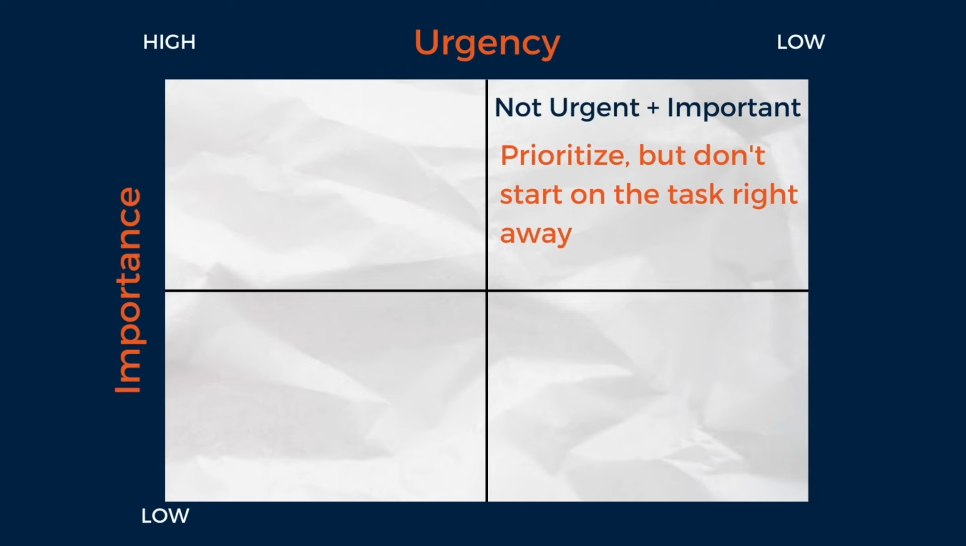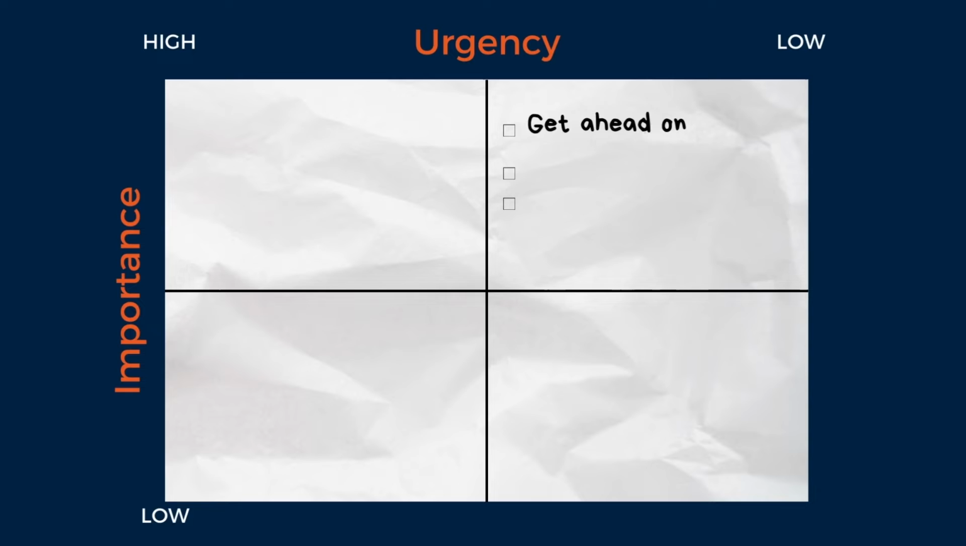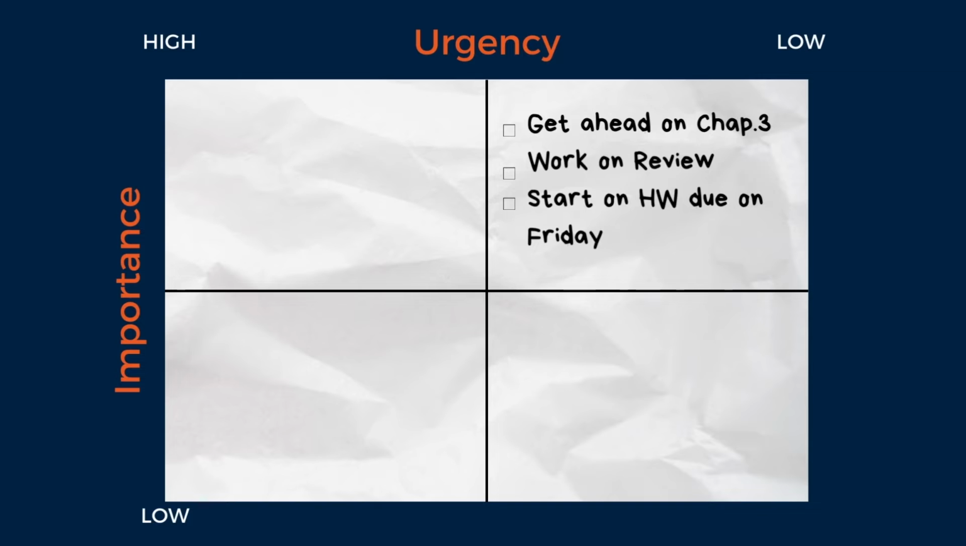For quadrant 2, we're talking about items that are not urgent but still important. Items in this quadrant need to be prioritized, but you should not have to complete the task right away. In quadrant 2, you want to put items such as getting ahead on a chapter reading, working on a review for next week's exam, or starting homework that's due in a couple days.